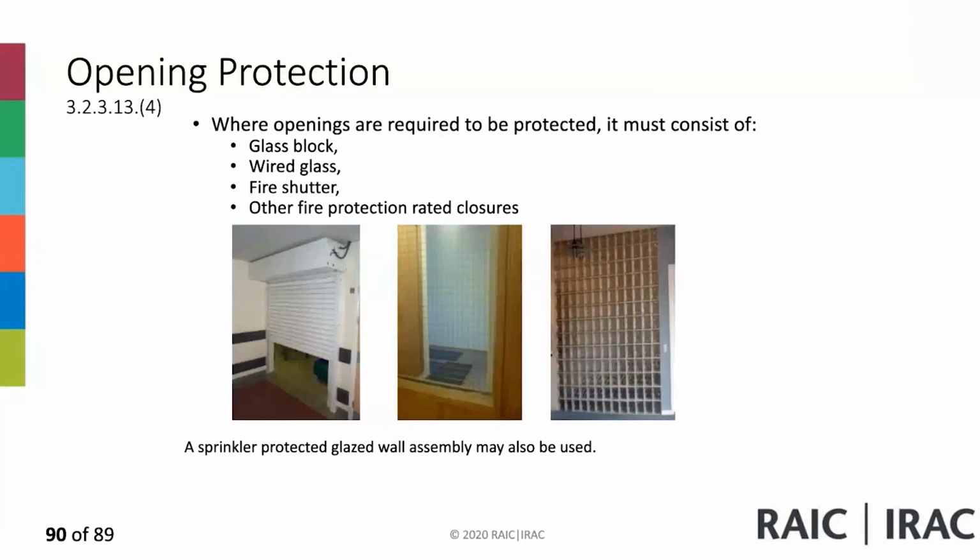Opening protections. Where openings are required to be protected, it must consist of glass block, wired glass, fire shutter, other fire protection rated closures. It could be fire resistance rated glazing, or a sprinkler protected glazed wall assembly may be used, but it's based on alternative solution. Okay?